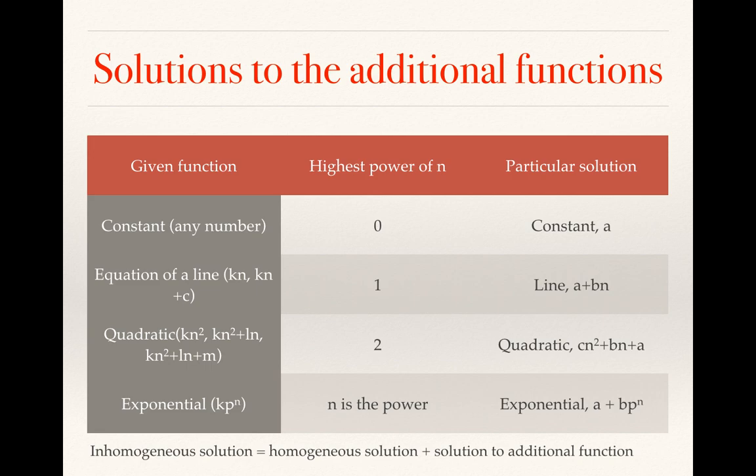Now if we look at the middle column, what I'm basically saying is the highest power of n dictates whether it's a constant, whether you've got an equation of a line, a quadratic, or an exponential.